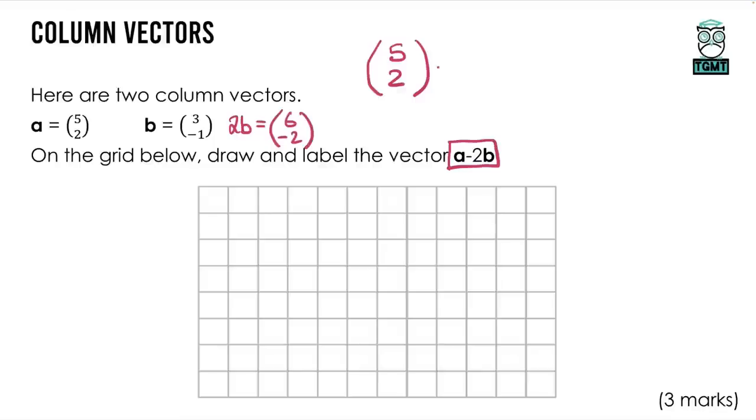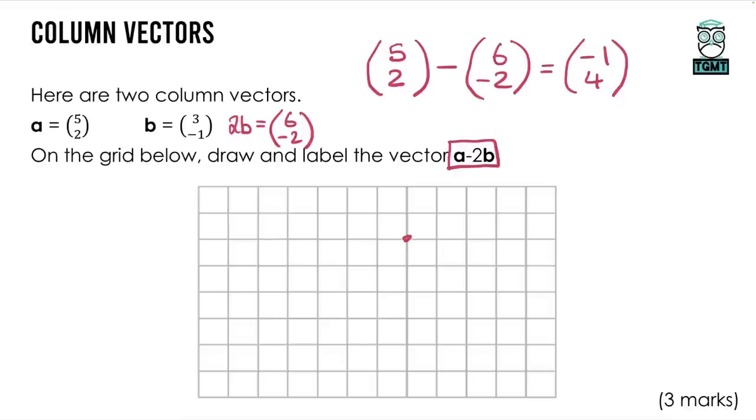It's asking us to take these vectors away from one another. So 2b now is 6 and minus 2, and we just need to subtract these movements. A column vector, remember, is just a movement. The top number represents left and right, and the bottom number represents up and down. So we're just going to take these away from one another. 5 take away 6 is negative 1, and 2 take away negative 2, being really careful because that's actually taking away a negative, which is adding 2, and that becomes 4. So minus 1 and 4. Now I need to draw and label this vector. So I need to pick a point where I can go left by 1 and up by 4. So be careful where you put it.